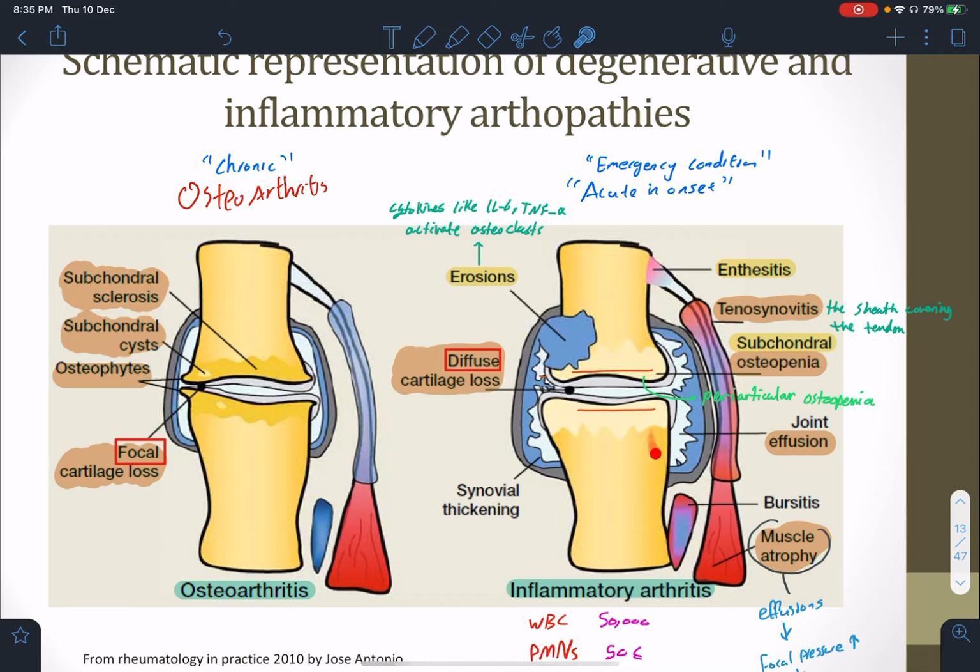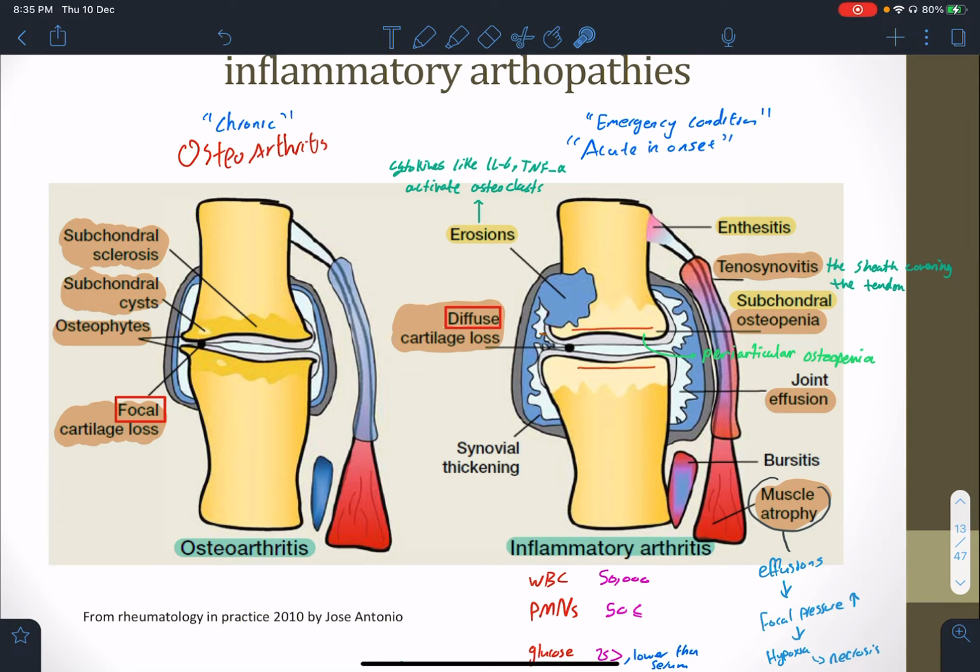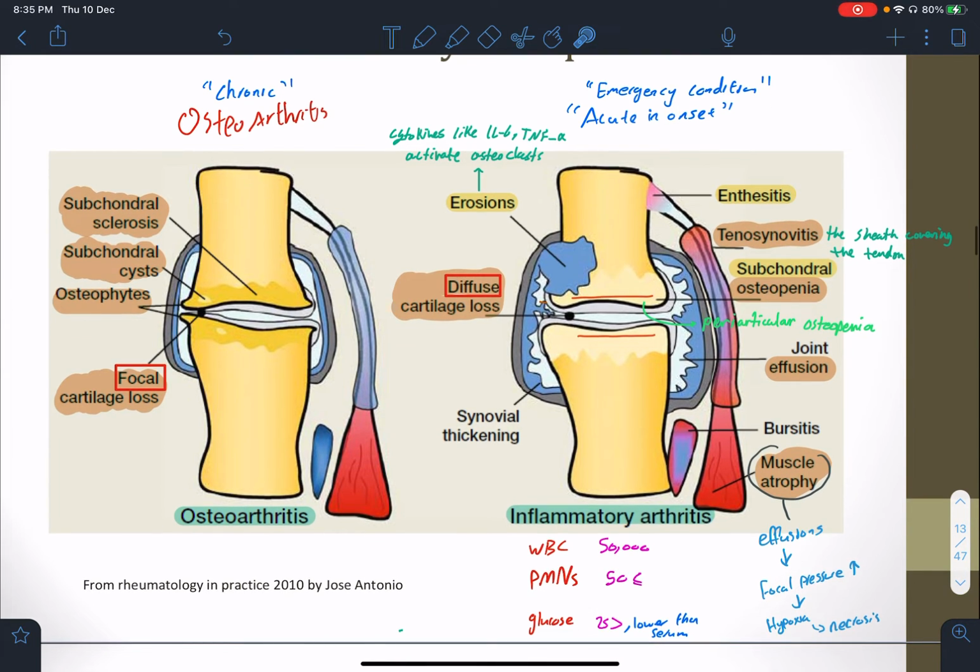For example, if you have an effusion, because of increased pressure inside the synovium it will press on the muscles, and when it presses on the muscles it causes compression of the vessels and the arteries that supply the muscles and the components here. You'll cut down their supply and their nutrition.